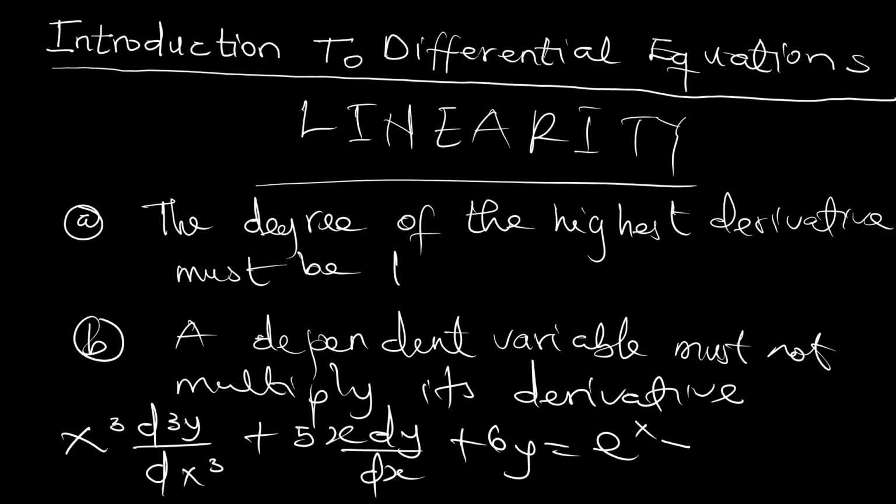Let me see if a dependent variable has multiplied this derivative. Here, the dependent variable is what? Y. Do we have any y multiplying the derivative? Here, it is x which is multiplying the derivative. No, there's no such thing here. That means this is a linear differential equation, right? Because it satisfies the condition, the degree of the highest derivative, which in this case is 1, and we do not have any dependent variable multiplying its derivative. So yes, it's okay to say that this is a linear differential equation.